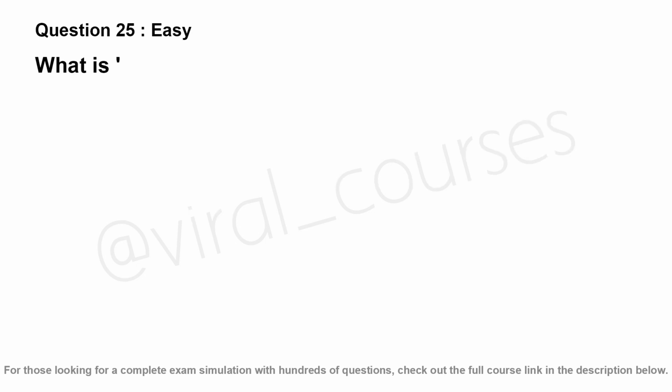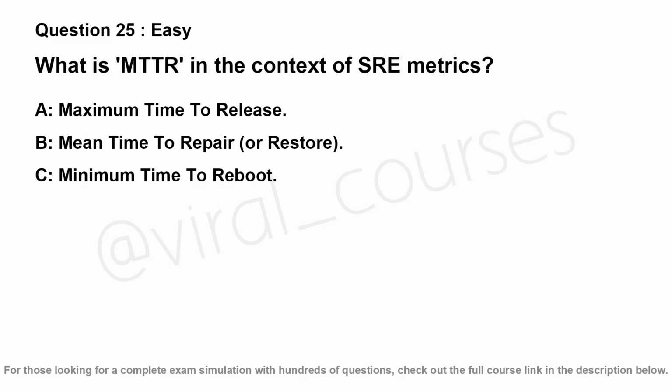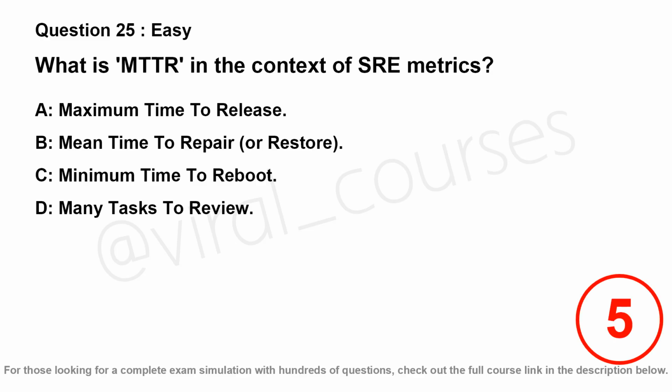What is MTTR in the context of SRE metrics? Option A. Maximum time to release. Option B. Mean time to repair or restore. Option C. Minimum time to reboot. Option D. Many tasks to review.